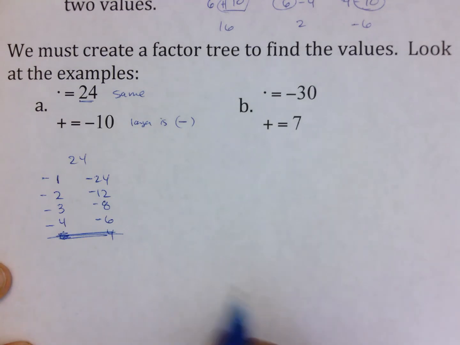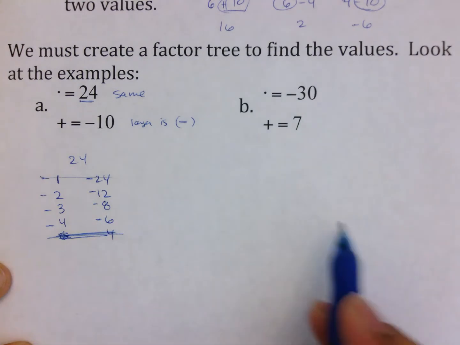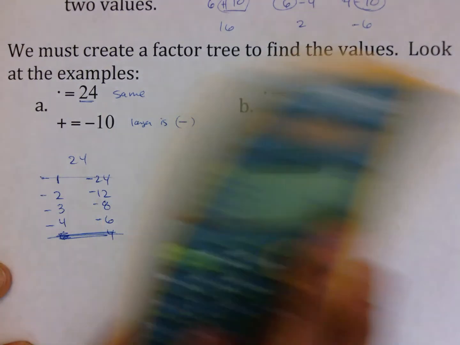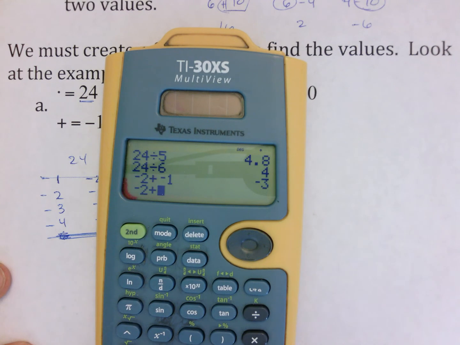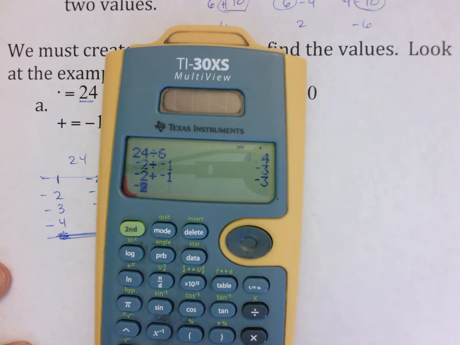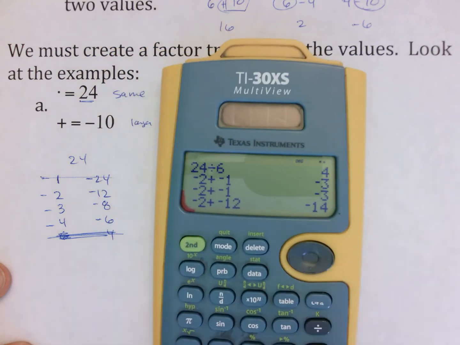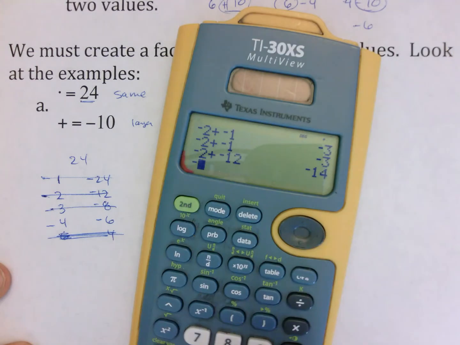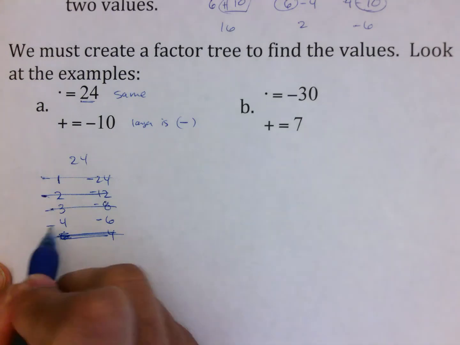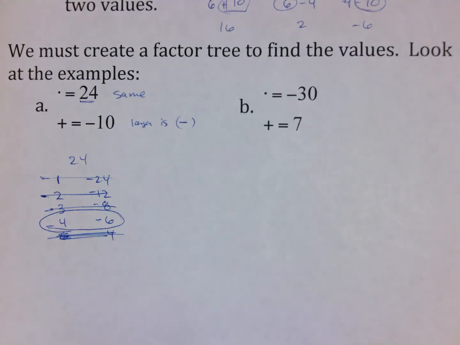And so now what you do is you look for the one that adds to make negative 10. Negative 1, negative 24 makes negative 25. Nope. Negative 2 and negative 12. If you're not good with numbers, you better type it in, because that is the tricky one that people will go for. Sorry, my calculator is just stupid. Negative 2, negative 12 actually makes negative 14, so you don't want that one. Negative 3 plus negative 8, nope, but negative 4 plus negative 6 actually gives me a negative 10, which means that would be the numbers I'm looking for. Negative 4 and negative 6.